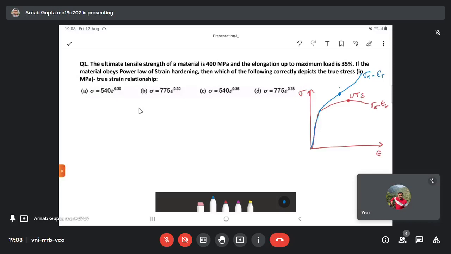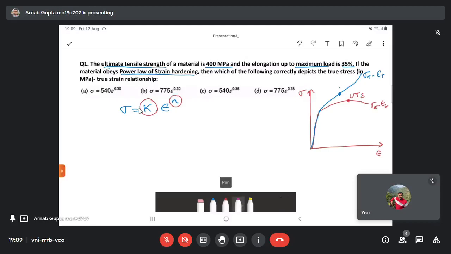In this question, they're telling that the ultimate tensile strength of a material is 400 MPa, and the elongation up to maximum load is 35%. We know that the material obeys the power law of strain hardening, which can be written in the form sigma equal to k into epsilon power n. Then which of the following correctly depicts the true stress, true strain relationship? So basically, we are being asked to calculate the values of k and n.